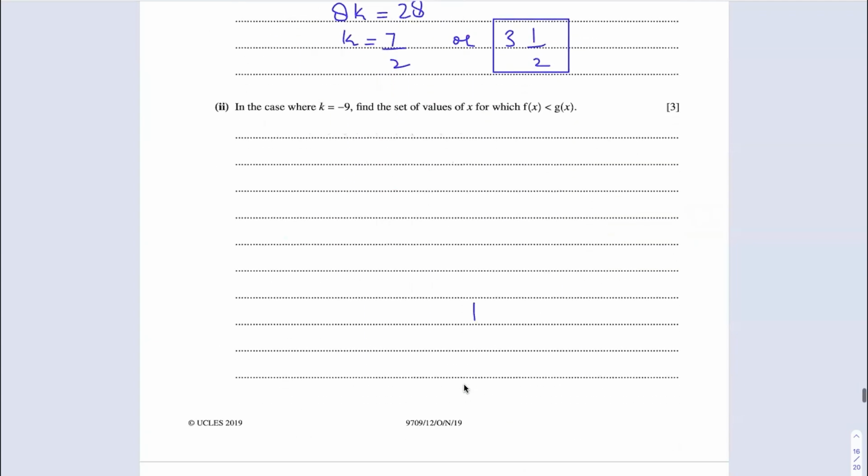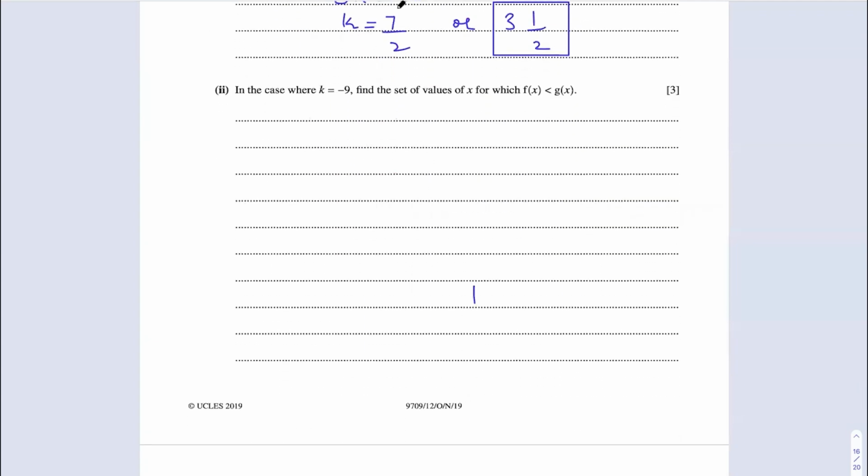In part 2, it says in the case where k equals -9, find the set of values of x for which f of x is less than g of x. So we know that f of x is 2x squared plus 8x plus 1, and g of x is 2x minus k. So minus minus will make it a plus 9. So 2x minus minus 9 will make it 2x plus 9.